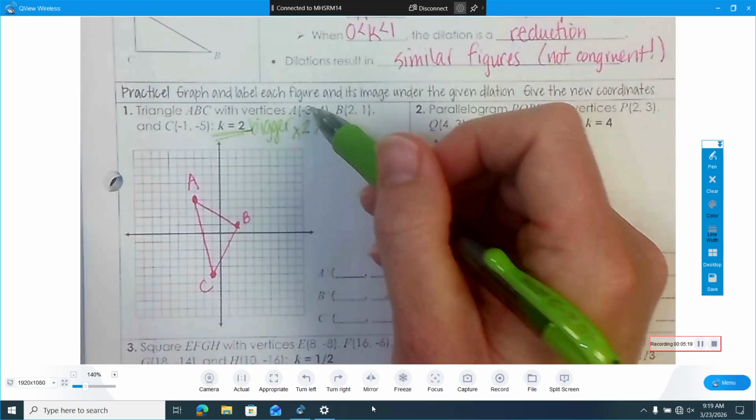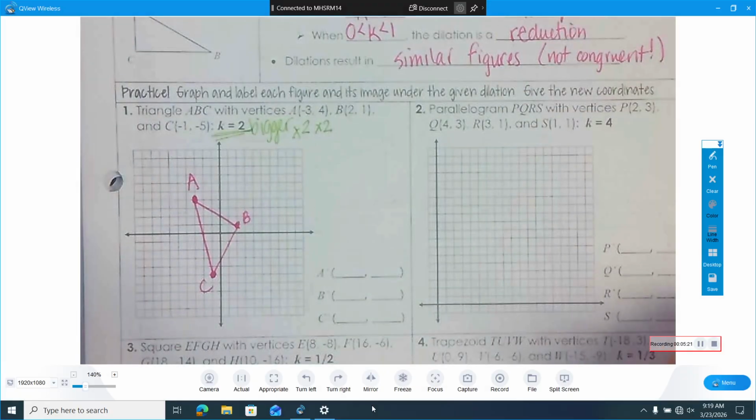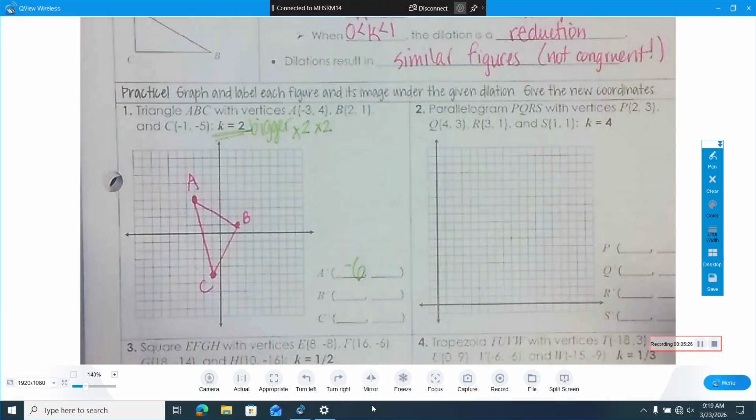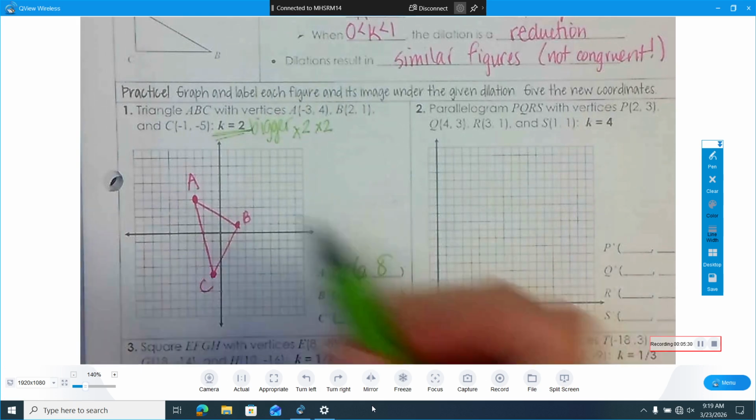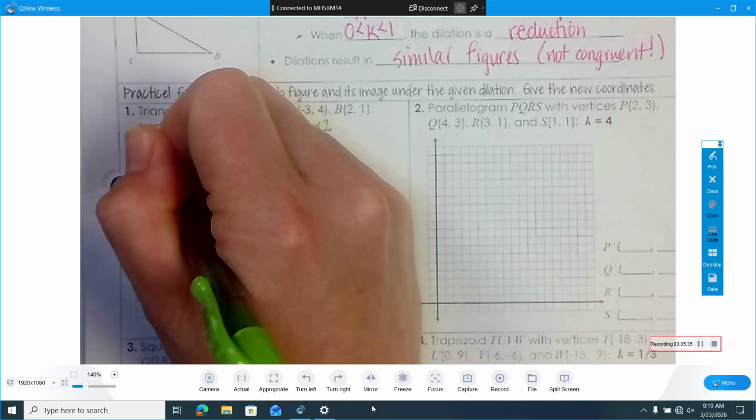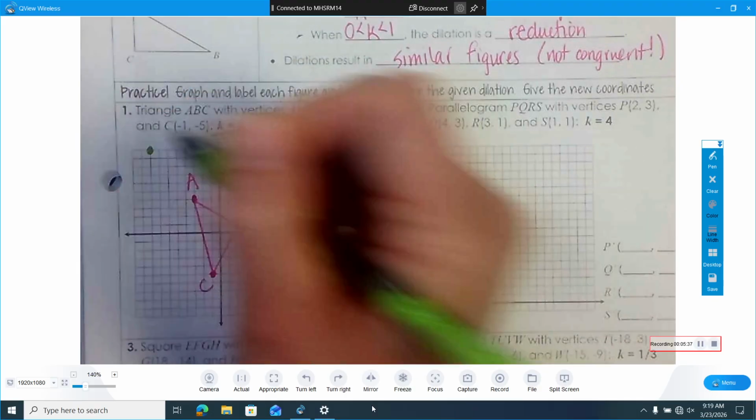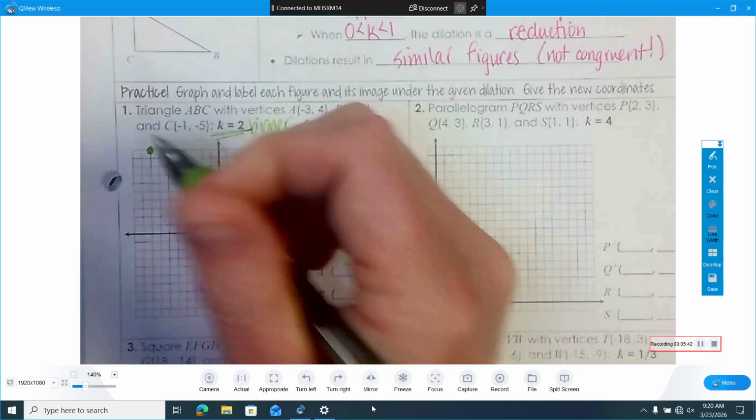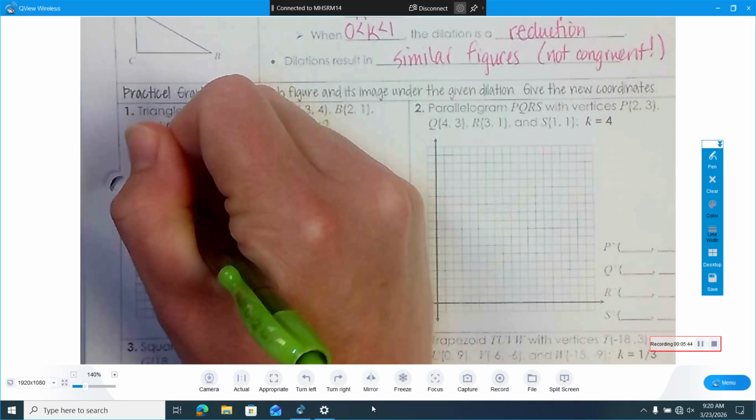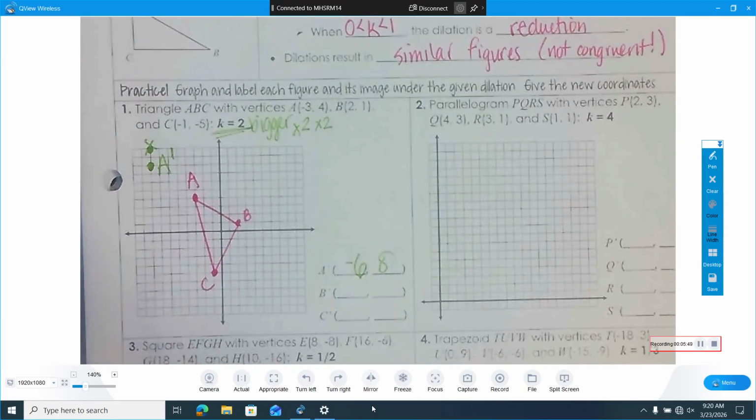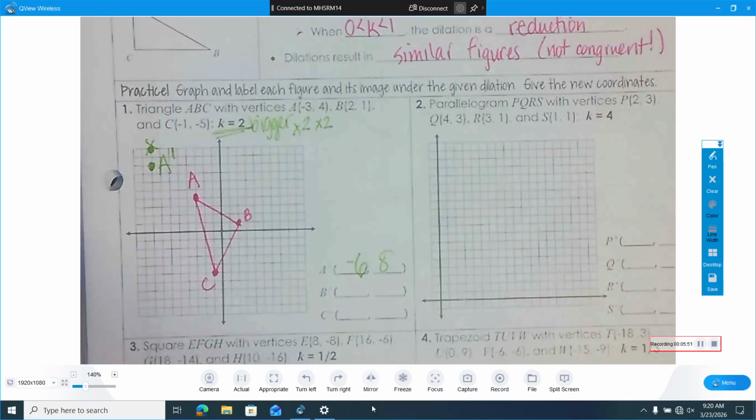Times 2. What is negative 3 times 2? Negative 6. What is 4 times 2? 8. Can we plot that point? Yeah, we can. Negative 6, positive 8 is way up here, and that is, oh wait, this is a 10 by 10 grid? 1, 2, 3, 4, 5, 6, 7, 8, 9, 10. Just kidding, not there, it's right here. That is A prime. This is a 10 by 10 grid, who knew? Everything else has been an 8 by 8 grid.